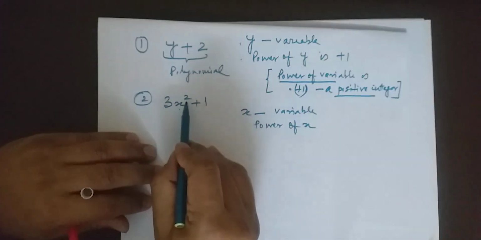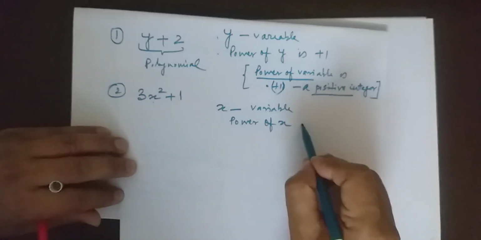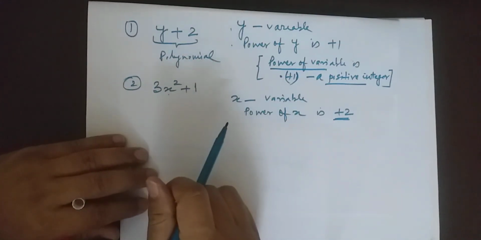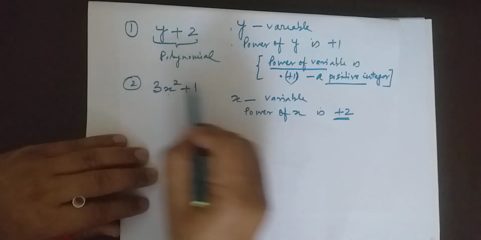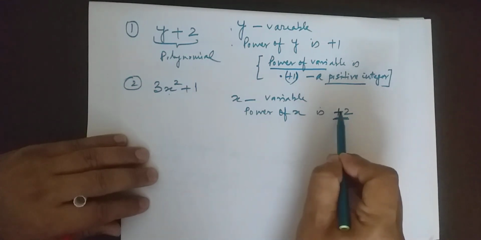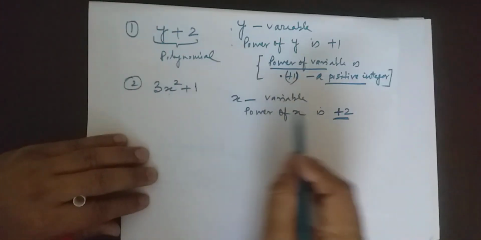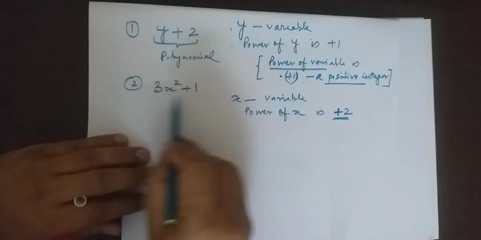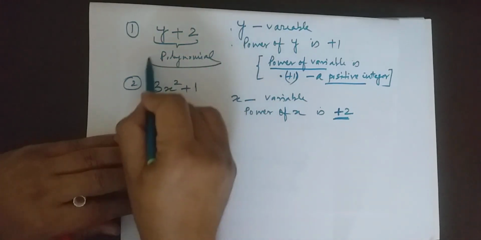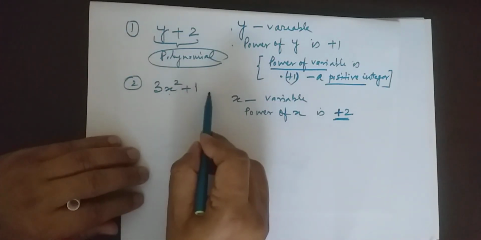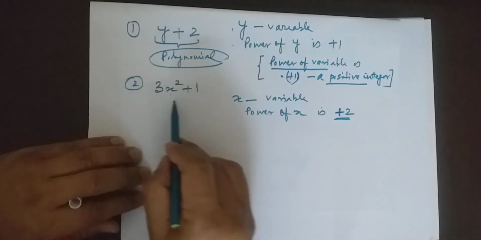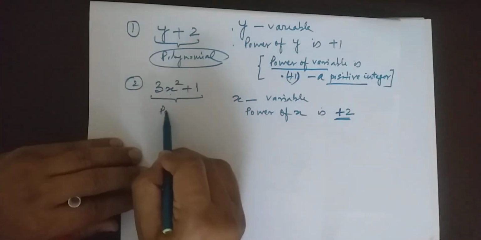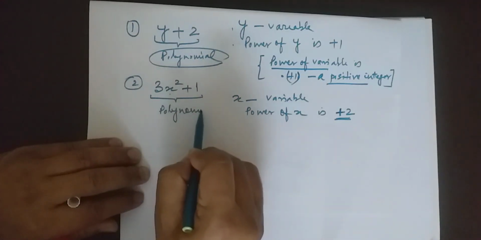Power of x is again, here in this case, plus 2. I am insisting on this plus sign just to make you clear that this positivity of the power has great significance in a polynomial. It is only because of this positive nature of the power that any algebraic expression is classified as a polynomial. So again, here we have no other variable other than x, and this variable x has a power of plus 2. So this expression is again termed as a polynomial.